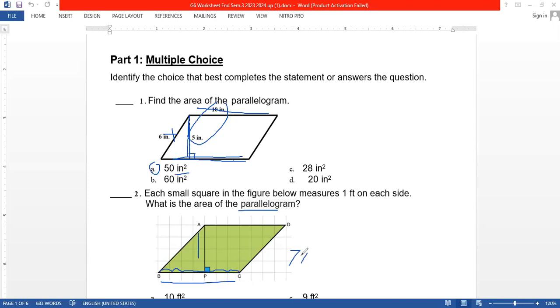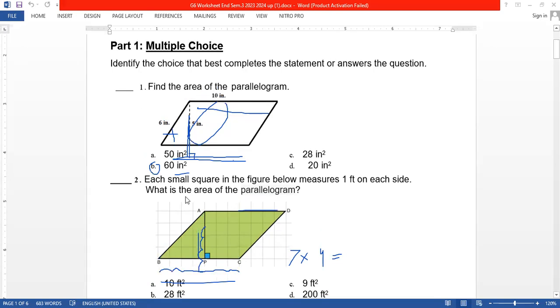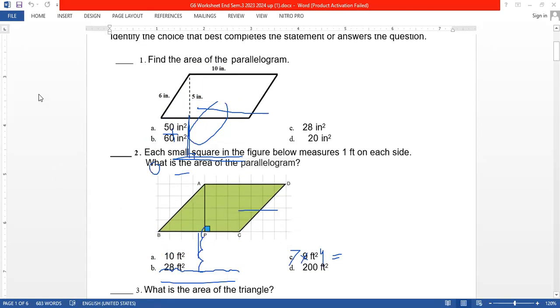Multiply by the height. The height is this one, which is perpendicular to the base. So 7 multiplied by 4, counting 1, 2, 3, 4, equals 28. So the answer is 28. So in question 2, the answer is 28.